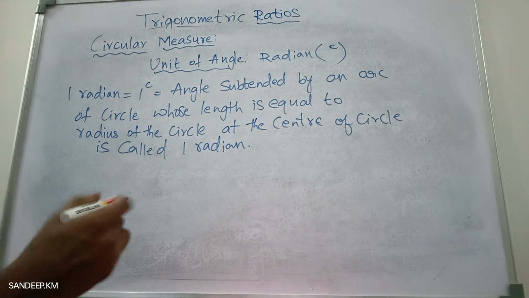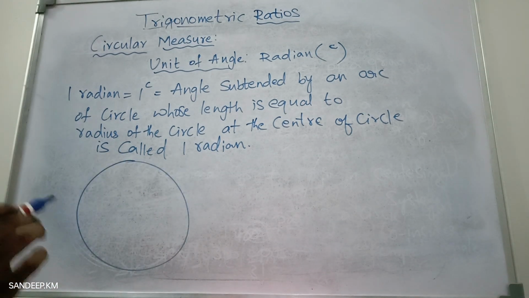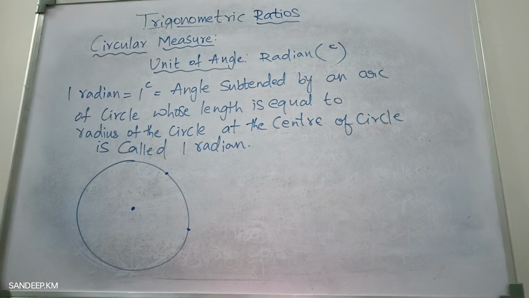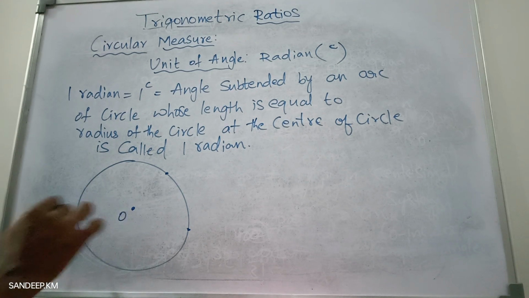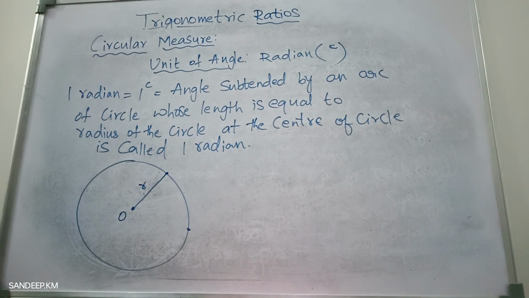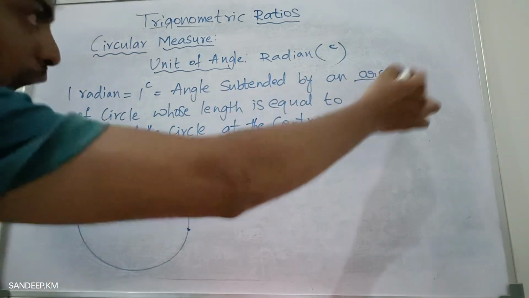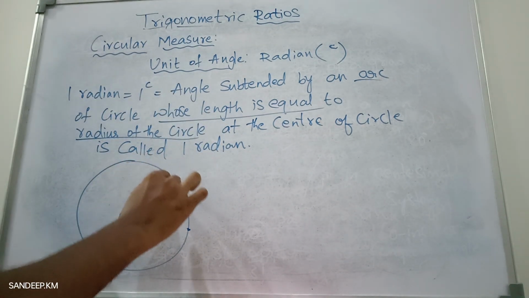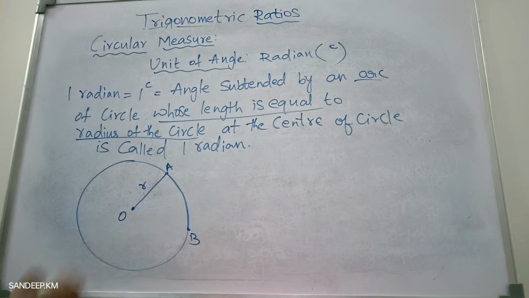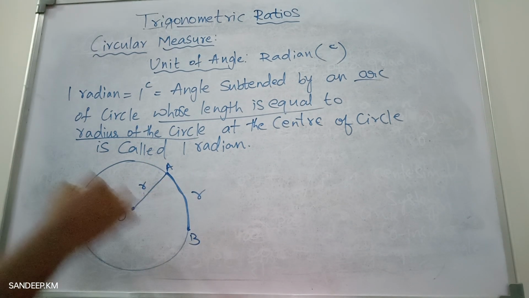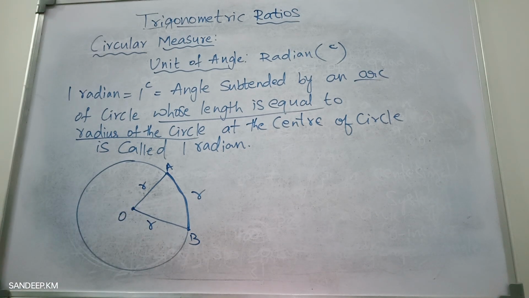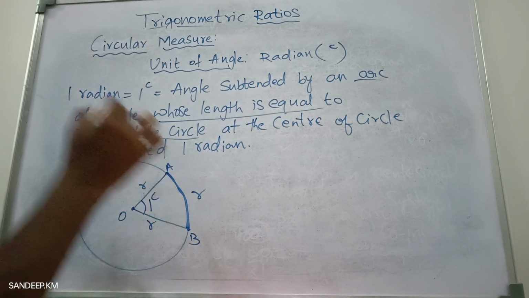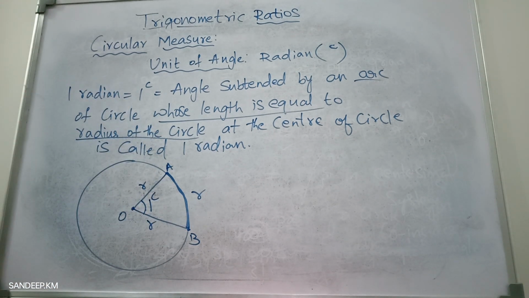Now to understand this, let me consider a circle again, whose center is O and radius is r. Now I am going to consider an arc whose length is equal to the radius of the circle. That means let me consider an arc, for example arc AB, whose length is equal to the radius of the circle. Then the angle subtended by such an arc at the center of the circle is called 1 radian. That is the definition of 1 radian.